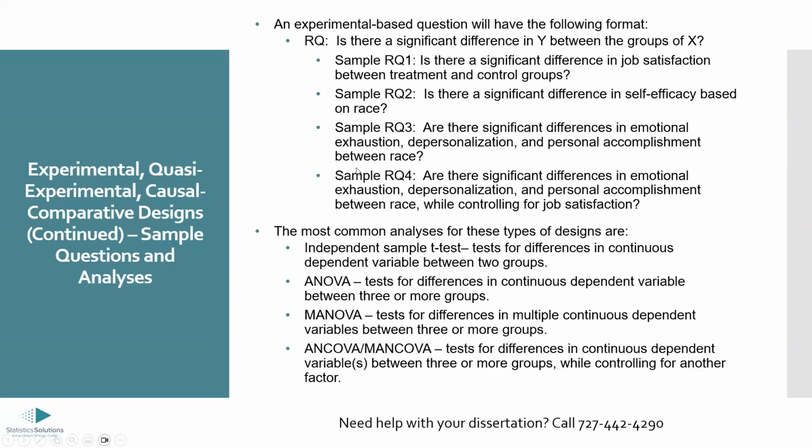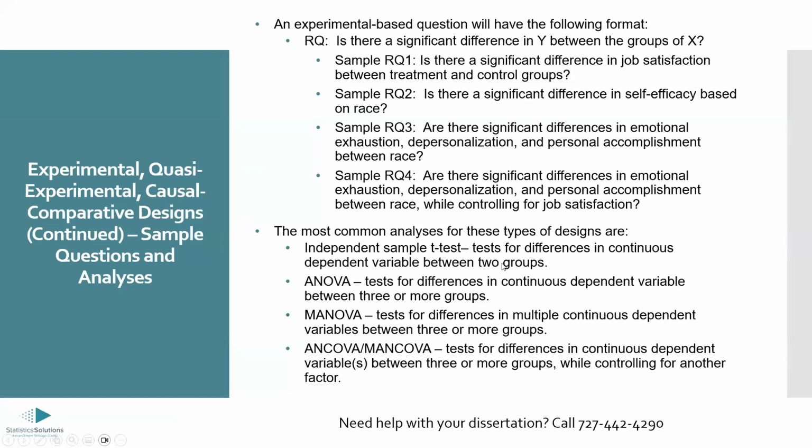So here we have some sample questions. And as I said, the key word is difference here. So just running back through them: for correlations, we used relationship or association for the verb. Then we have predictive relationship for regressions. And now we're using differences for experimental type designs. The way you phrase this is you would say, is there a significant difference in Y, which is your dependent variable, between the groups of X? Here we have 4 examples.